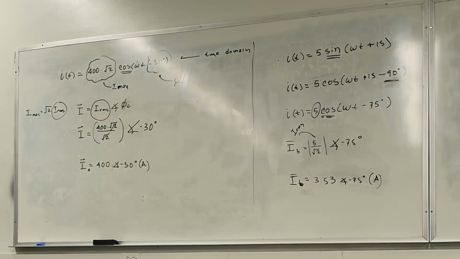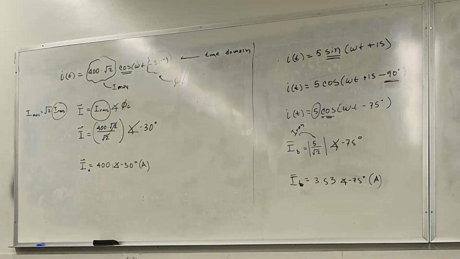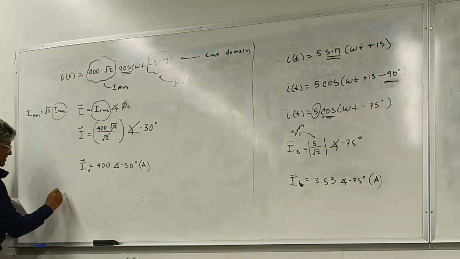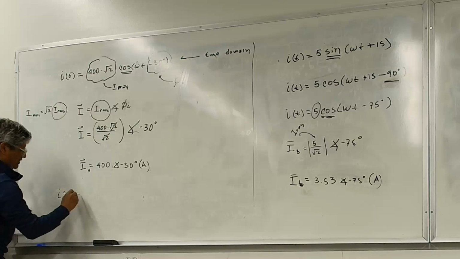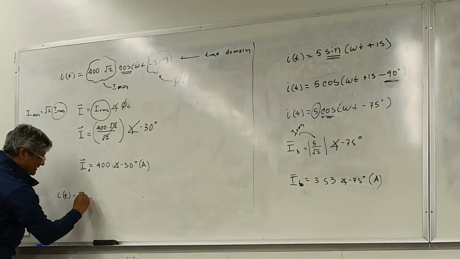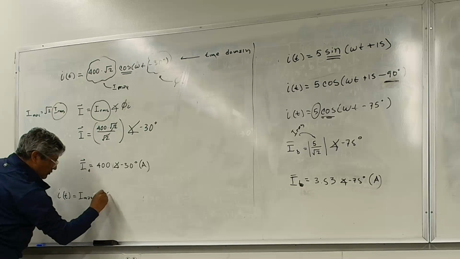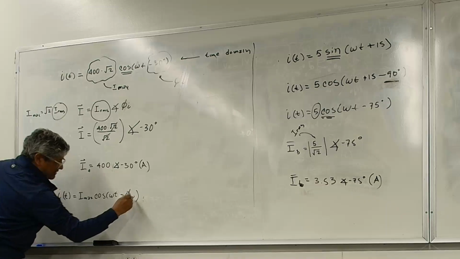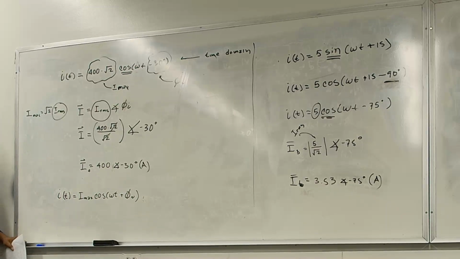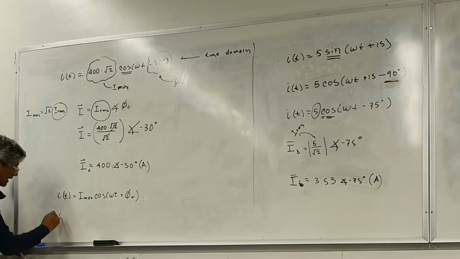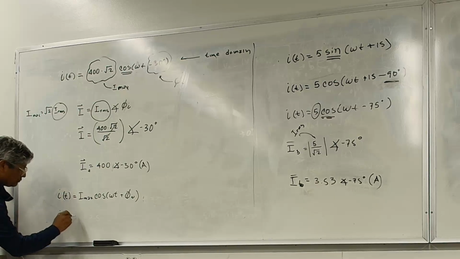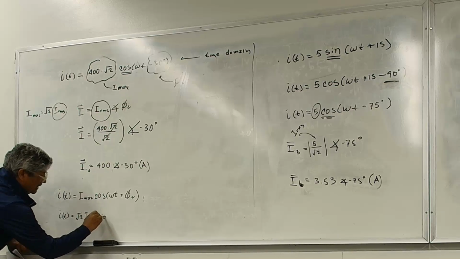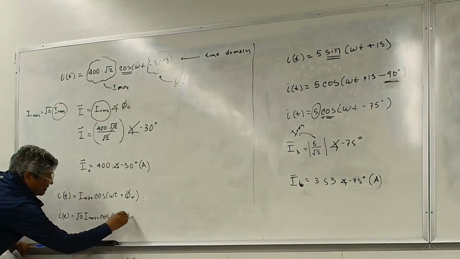In the time domain, let me write the general equation. I of t is always equal to I max cosine omega t plus or minus, depending on the phase. That's the general formula. So I of t is equal to square root of 2 IRMS cosine omega t plus phi.